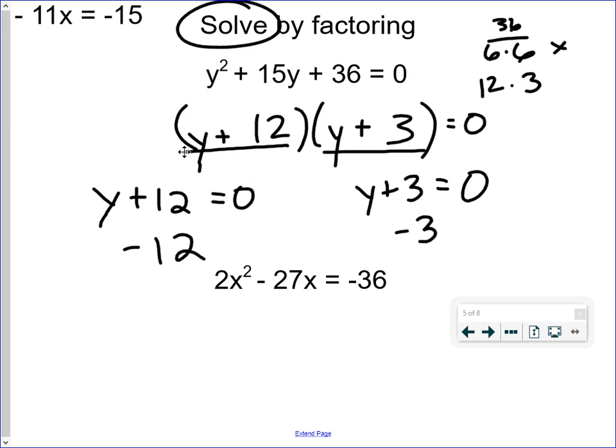Let's do this one. I'm going to give you guys a minute to factor it. I will tell you before you can just start factoring as it is, you will have to move something over. You have to get it equal to 0 first.